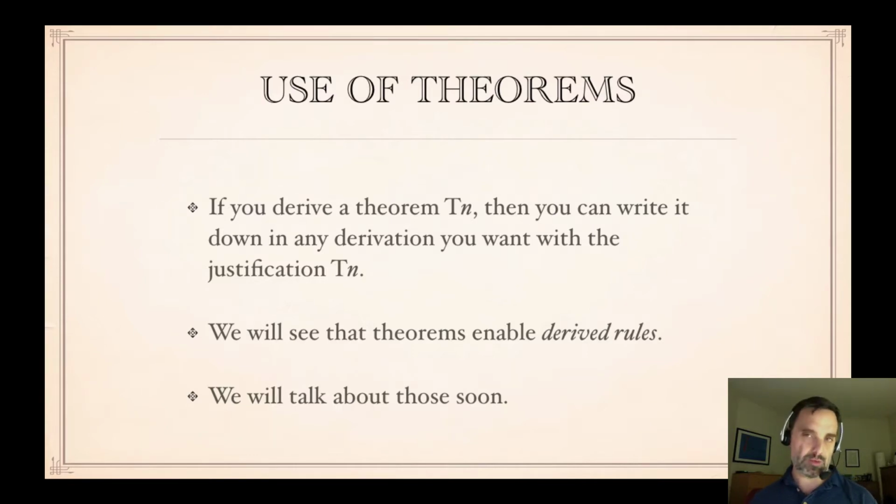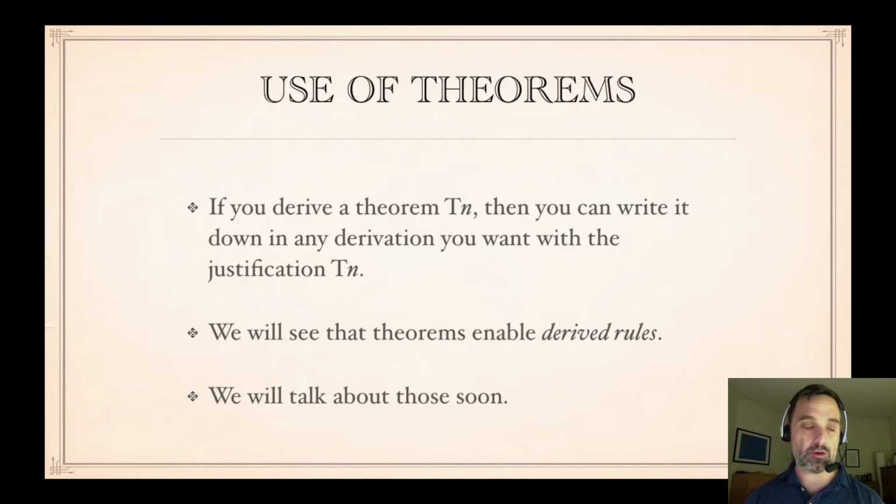There are a couple of different things we can do with theorems once we prove them. One is that if you derive a theorem, it turns out that you can then write it down in any derivation you want by citing the theorem number. So if you derive theorem 2, then you go into some other derivation and you can write down theorem 2 whenever you want, and the justification is just T2.